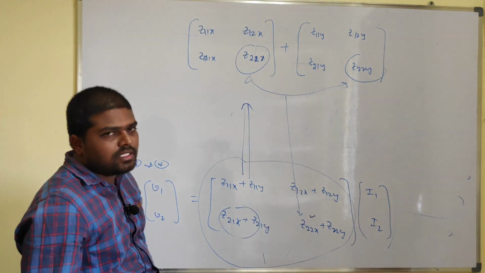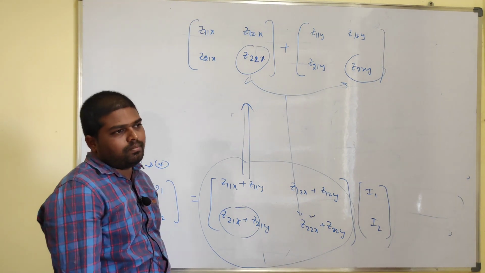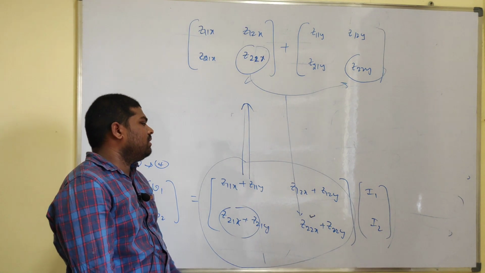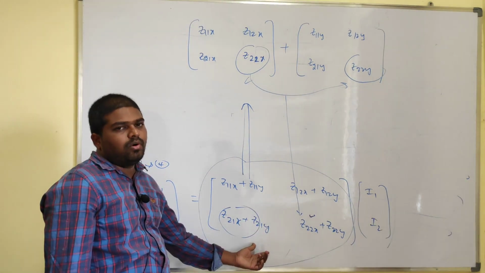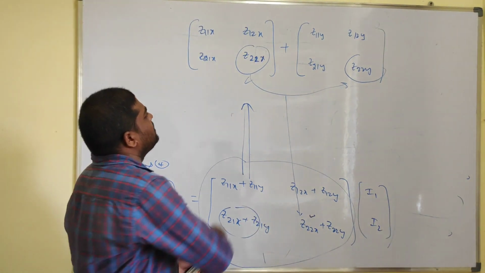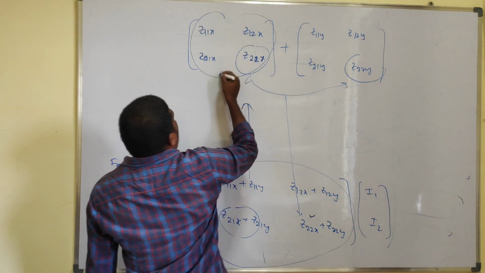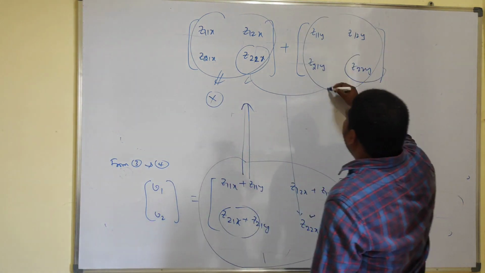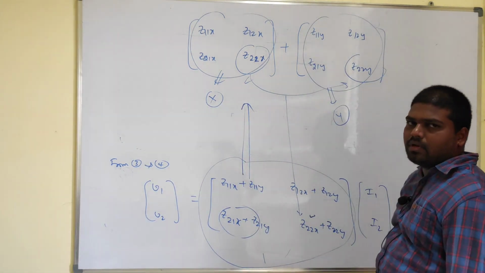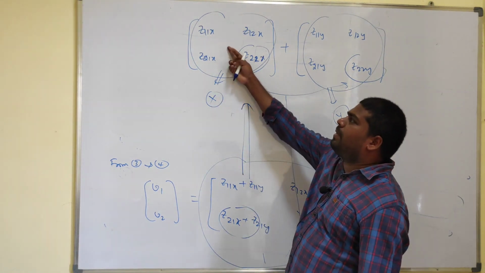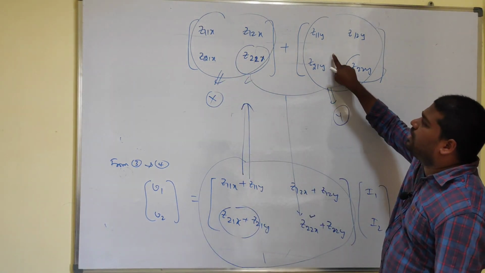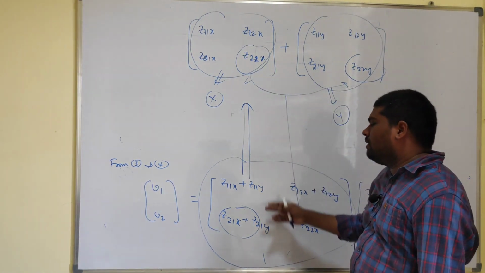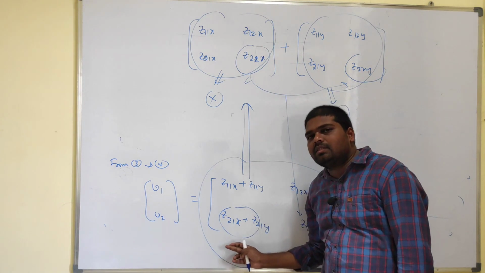That means the addition of the x two-port network parameters and the y two-port network parameters will give the resultant two-port parameters. This complete matrix is related to the x network and this complete matrix is related to the y network: the x two-port network Z parameters and the y two-port network Z parameters. If you add these two, we get the two-port parameters for series interconnection.